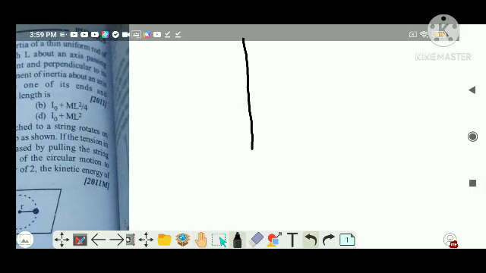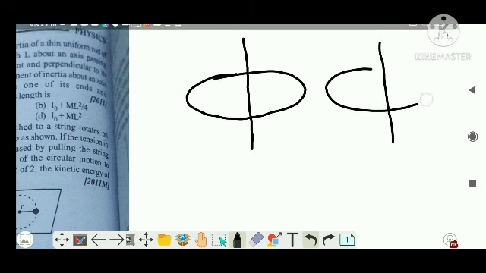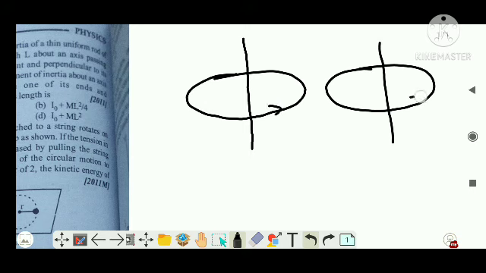See, they are having two objects, right? Let's say these two objects, and they are rotating with different angular velocities. This one has velocity omega 1, the other has omega 2. Both have the same moment of inertia, so obviously I'm going to take both as I.